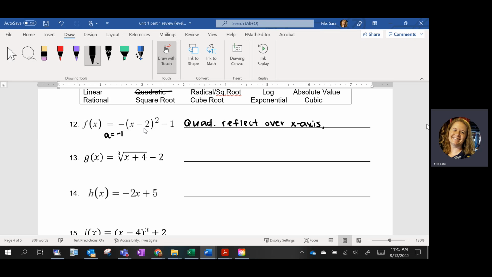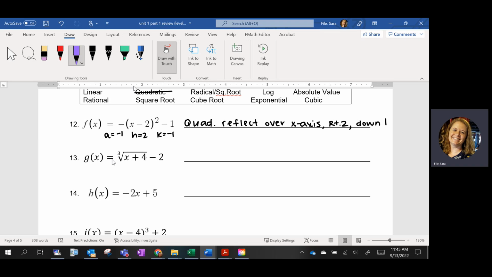Okay, h is a 2. You have x minus 2. What does that do? Yeah, the h is the left or right, and it's the opposite. So you see minus 2, it's actually to the right 2. Okay, and then your k is negative 1. Your k, that's your up or down. Okay, and so this is down 1.